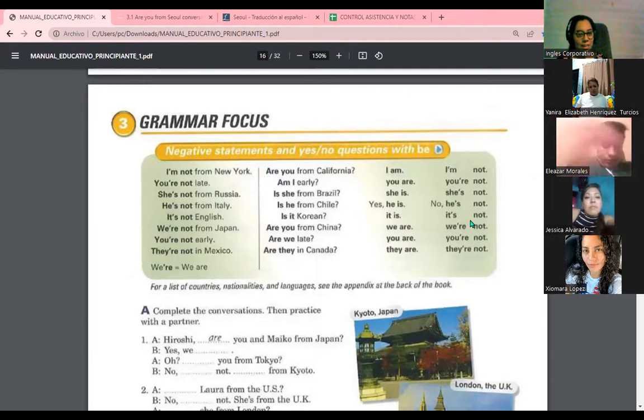So this is a negative statement with the verb to be, as you can see, when you say, for example, are you from California? And you say, right? Yes, am I from California, right? Okay, I'm not from California, right? For example, you're late. Okay, that is the negative. Here, I'm going to put something so that you don't get lost. Just give me 1 second.